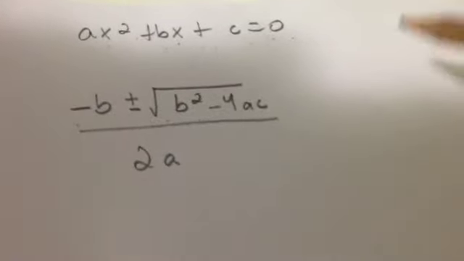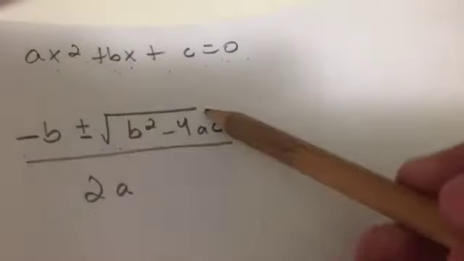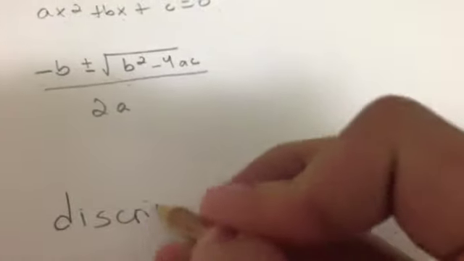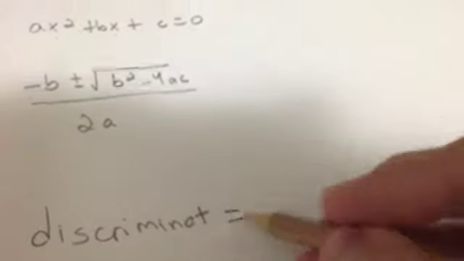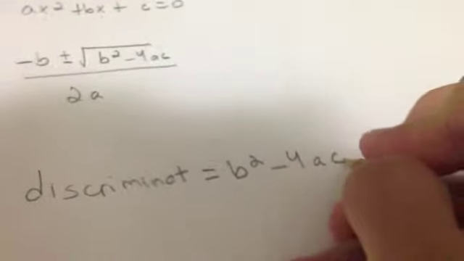And since we're going to talk about discriminants, I'm going to tell you right now that this part right here inside the square root, this is the discriminant. So discriminant equals b squared minus 4ac.